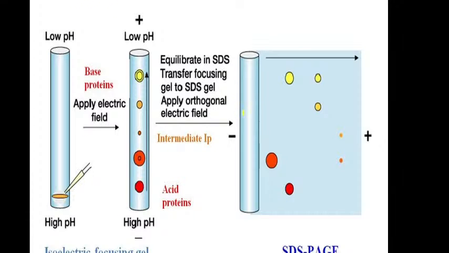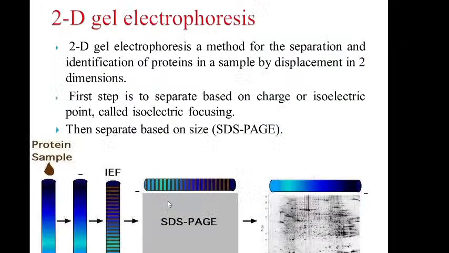Basically in SDS-PAGE, we have the separation of the proteins based on their charge and the pH. So they will separate like this: the small ones, the larger ones. They will separate according to their charges. This is 2D gel electrophoresis, which is for the separation and identification of proteins in a sample by displacement in 2 dimensions. That is why it is known as 2D gel electrophoresis.